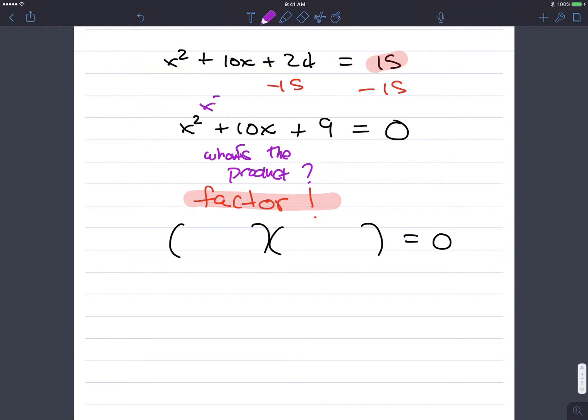Chicken soup or beef stew? I think it's chicken soup. Is that right? This is of the form x squared plus bx plus c. So as you can see, we're going to factor this using our factoring technique. Informally, we call it chicken soup, because it's just a recipe.